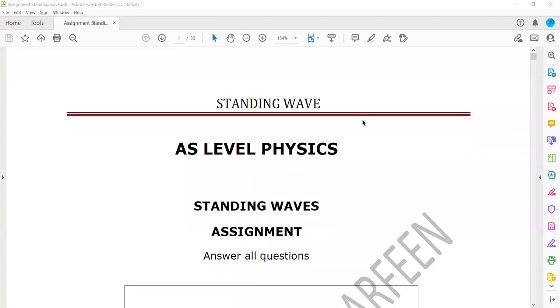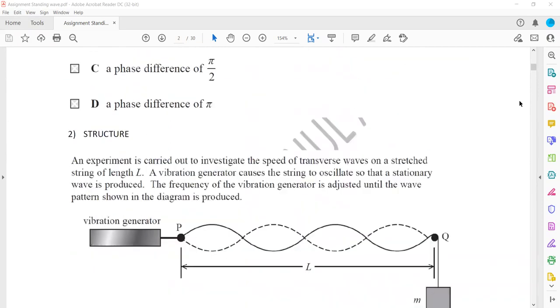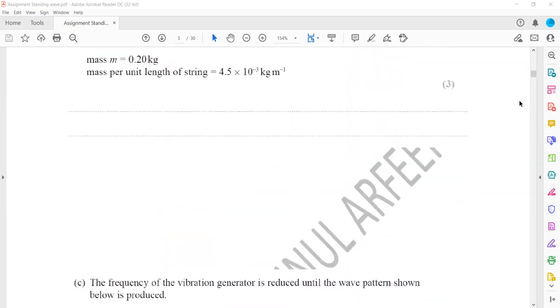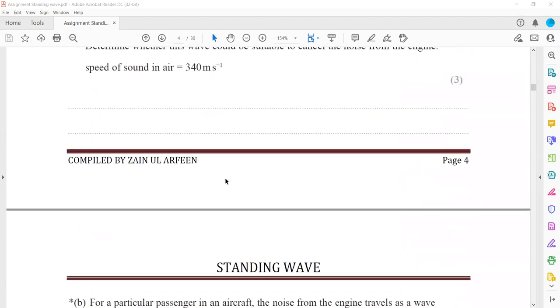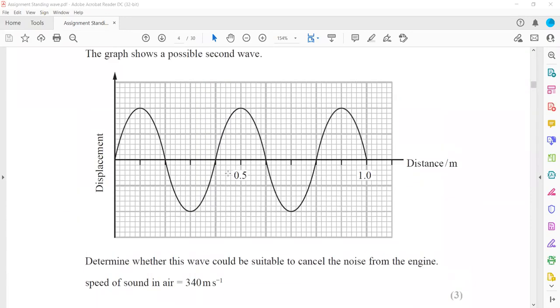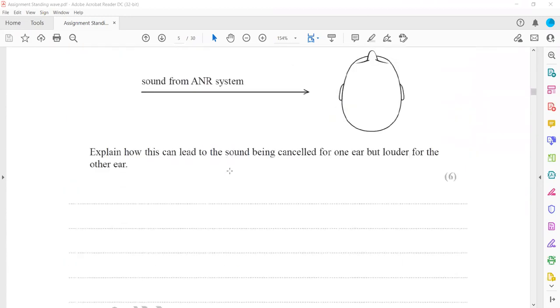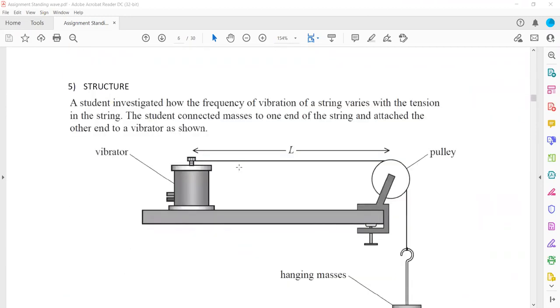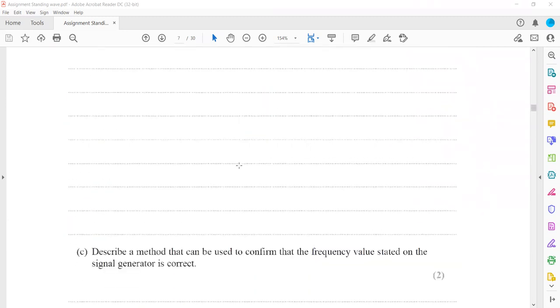Yesterday, so only questions related to standing waves. This is about interference. This was the last question I guess we discussed yesterday.